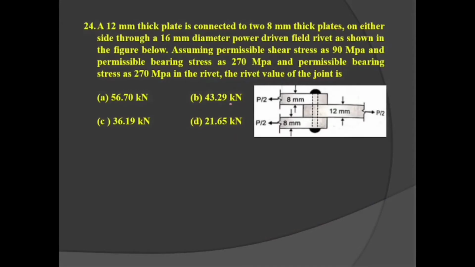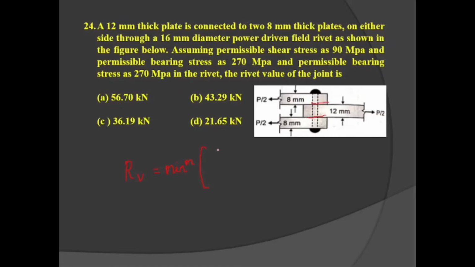Question number 24 is: a 12 mm thick plate is connected. This question I had discussed with you during our theoretical discussion, in which we have to find out the rivet value. Since rivets are subjected to double shear, the rivet value is equal to the minimum of PS and PB. One shear plane, second shear plane, so double shear is there.